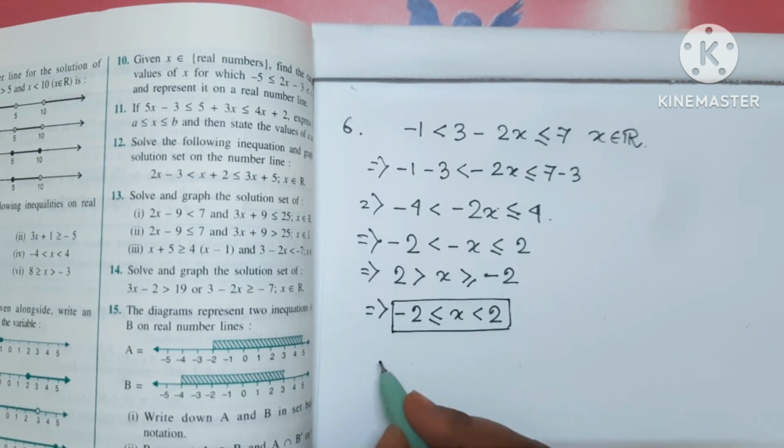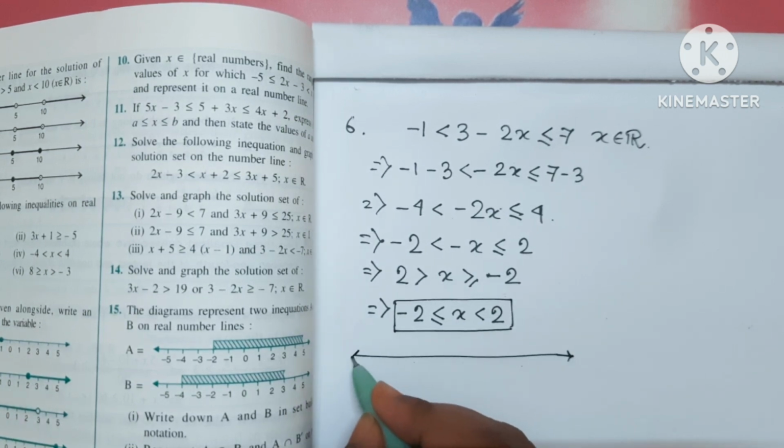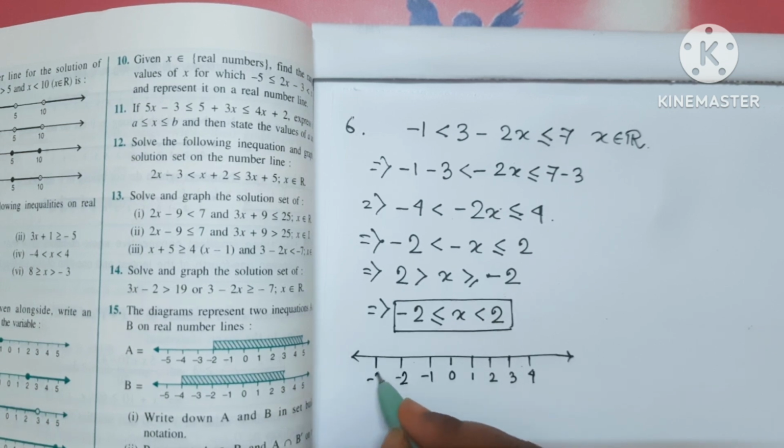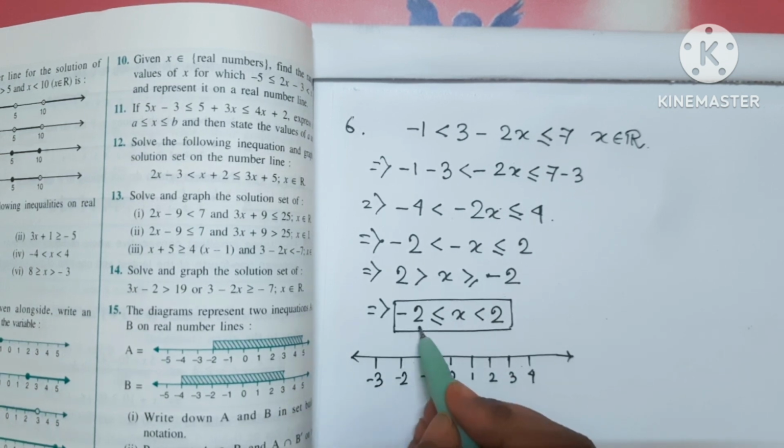Okay, now if you draw it in number line 0, 1, 2, 3, 4, minus 1, minus 2, minus 3. Now see, minus 2 and 2. So this and that.